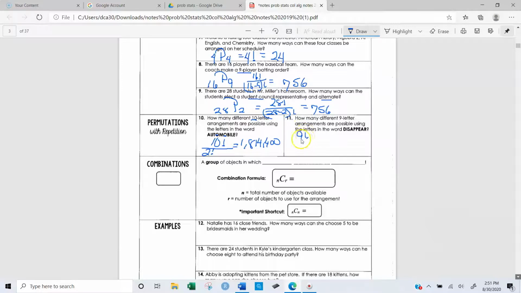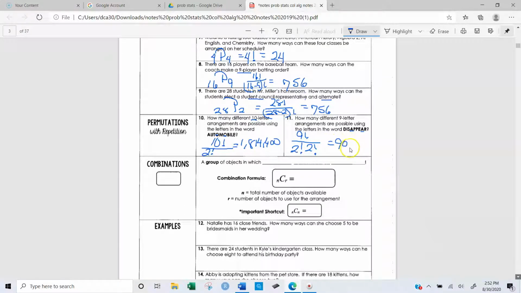9-letter arrangement. All right, we look here. D does not duplicate, I does not, S does not, A does. I have 2 A's, so I have 2 factorial. I also have 2 P's, so this one stands for the P's. And that is all that is doubling. So we do 9 factorial over 2 factorial, 2 factorial.